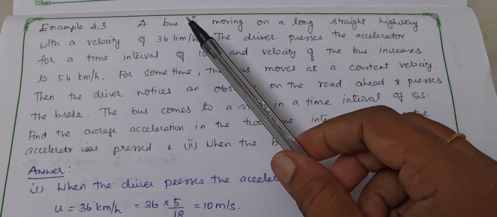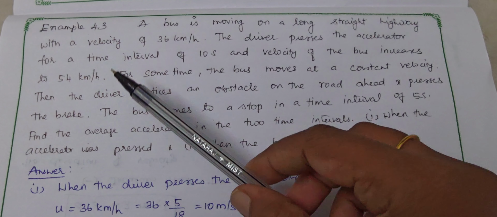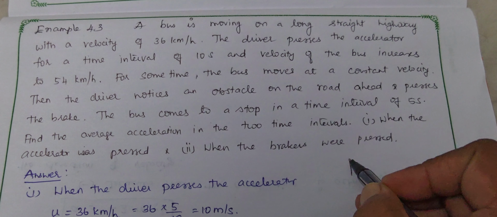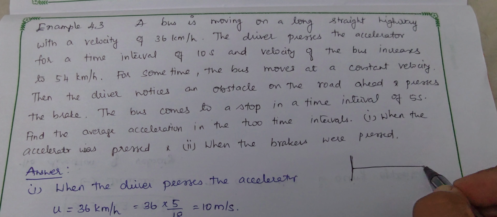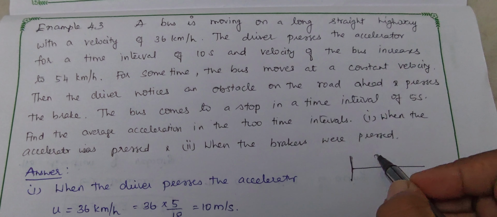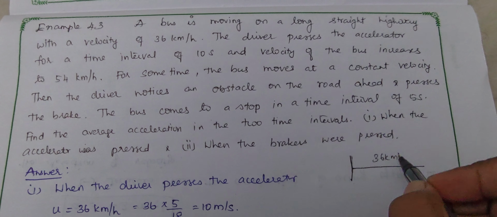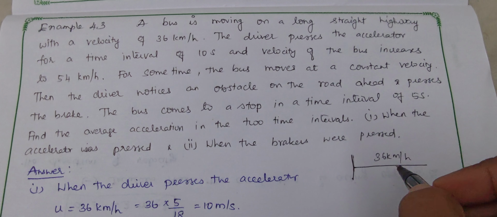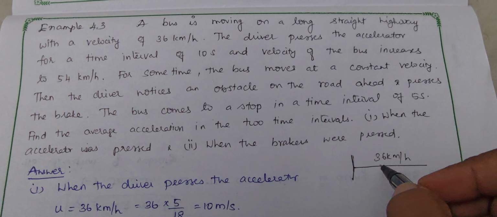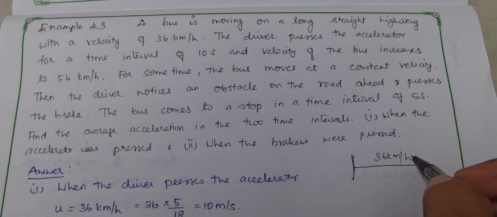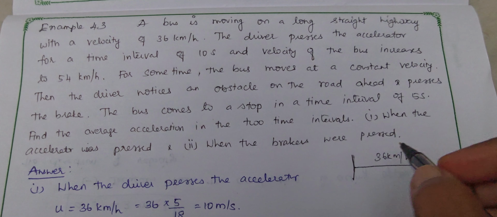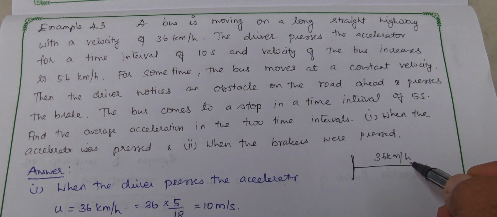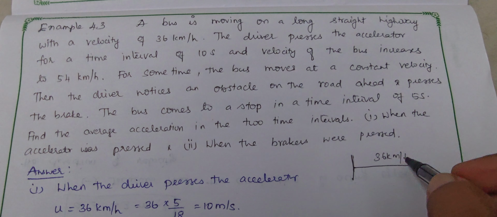So what they are saying, a bus is moving along a straight line highway with the velocity of 36 km per hour. The bus starts from the starting point and it moves with the velocity they have given, which is 36 km per hour. The SI unit is meter per second, but the given question here has 36 km per hour. It's okay. The driver presses the accelerator for a time interval of 10 seconds and the velocity of the bus increases to 54 km per hour.